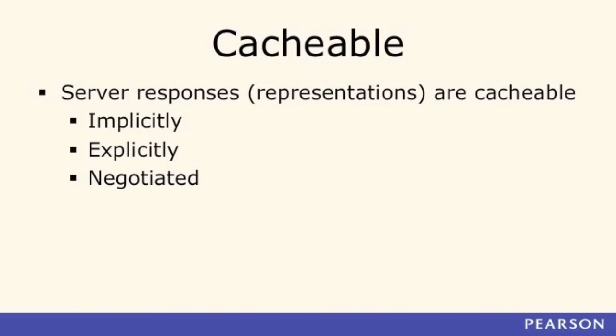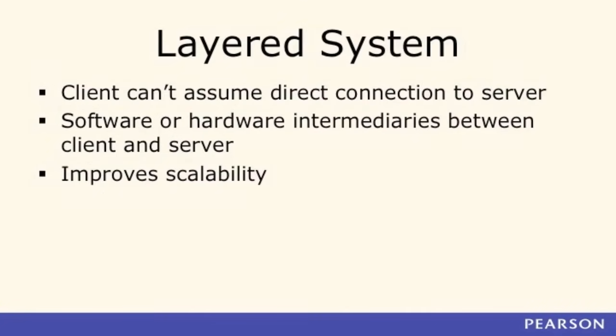Explicit caching would be that the server specifies max age, duration, those kinds of things. And then a negotiated caching scheme is when client and server negotiate to figure out how long an item can be cached. The layered system constraint kind of goes hand in hand with the previous two we mentioned, cacheability and client-server.